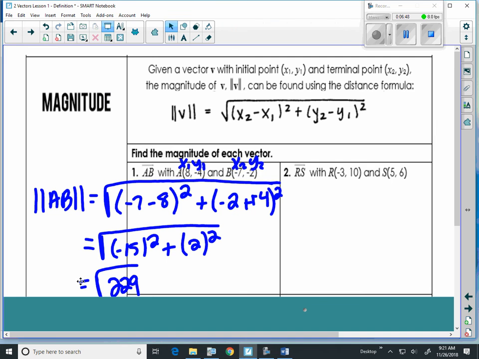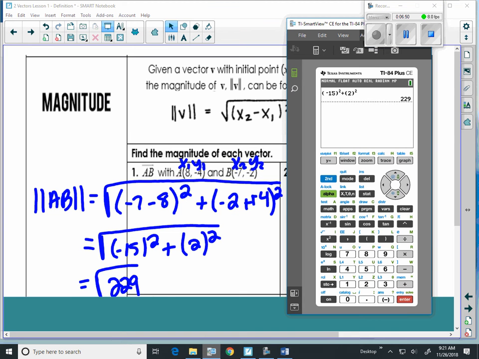So in your calculator, oops, that's not the one. You're going to press second x squared. That'll give you a square root, and then just do 229. So 15, we'll go to 2 decimal places. We'll just make that a rule right now. Go to 2 decimal places, 15.13.